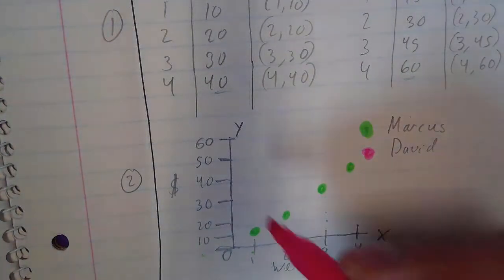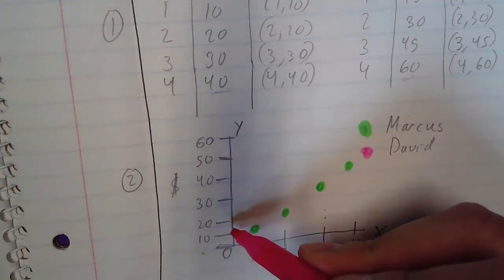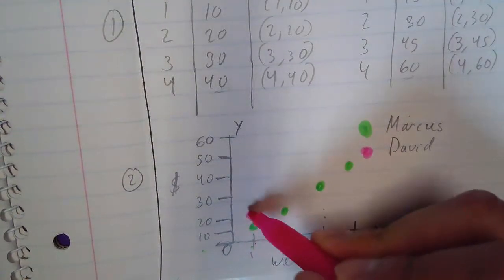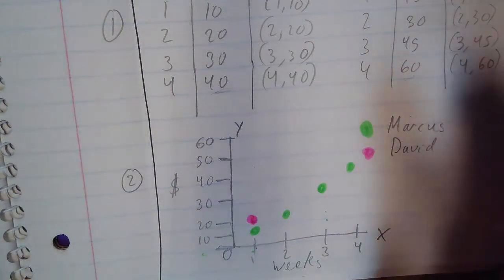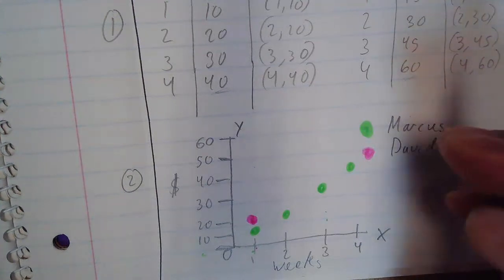All right, for David, we have (1, 15). Now here's the deal. 15 isn't here, but you know 15 is in between 10 and 20, so somewhere there. Again, it's not going to be perfect, and that's okay. Unless you use graph paper and you measure everything perfectly, it's not going to be perfect. So don't hate yourself or say, oh, this is dumb and I'm getting it wrong. No. It's just the best guess, okay?